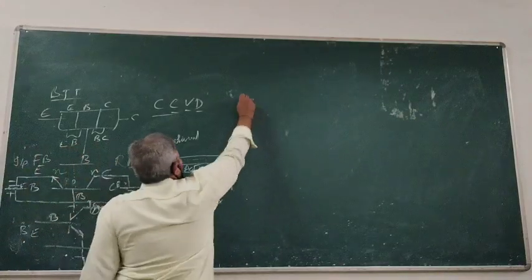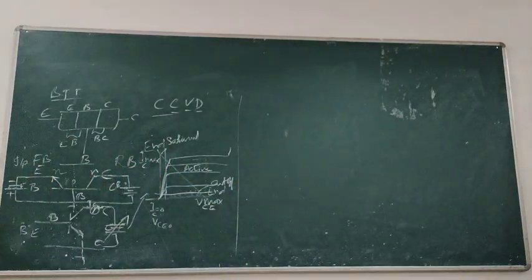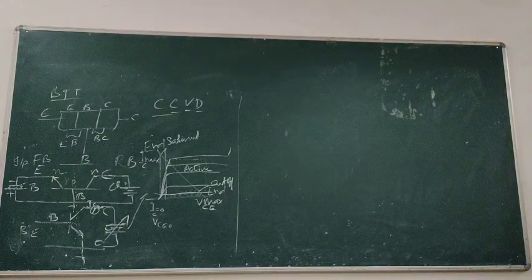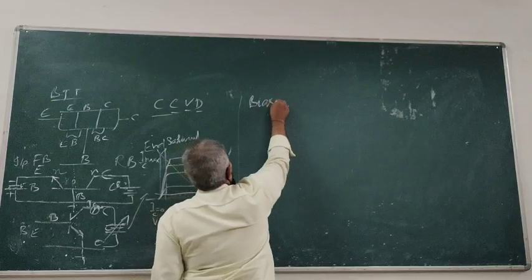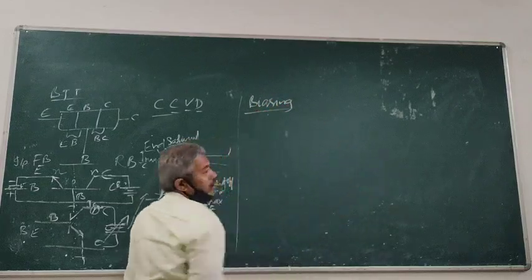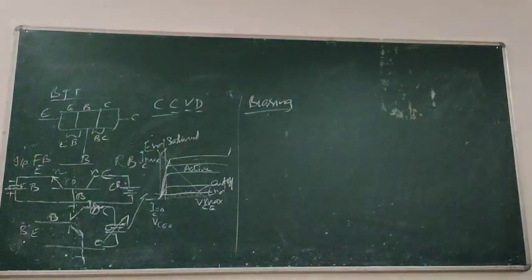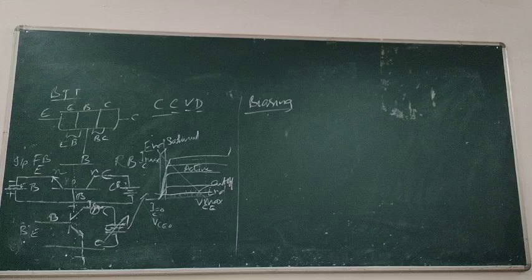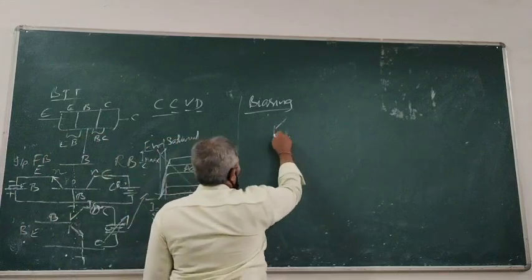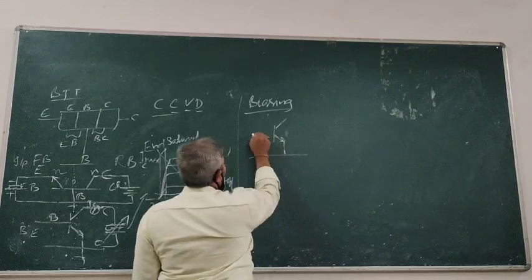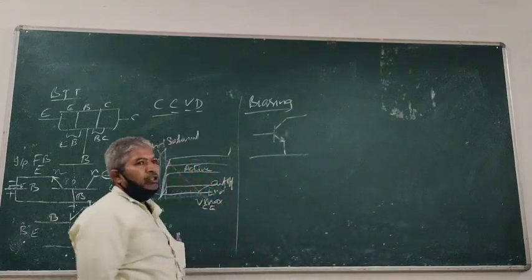Now, before going to this aspect, we should know about biasing. What is biasing? It's very important. Sometimes it may be asked in the examination. What is biasing? Biasing is energizing, that means supplying voltage. In our circuit, the common element needs bias. Now we have to give the bias for this.